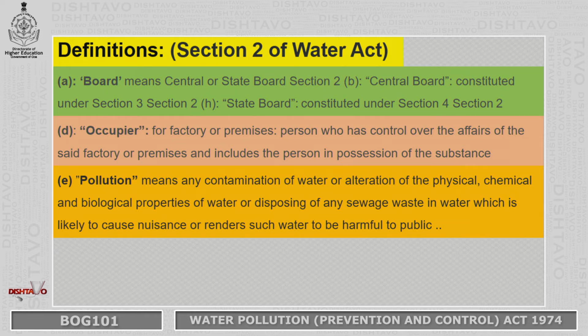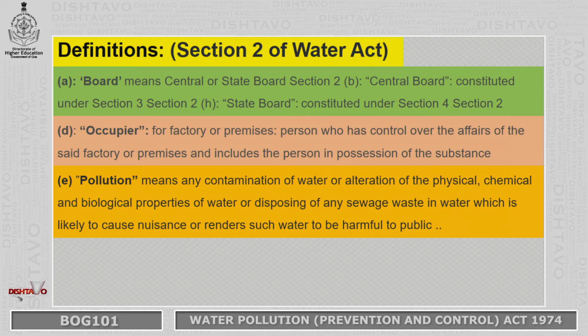Now, these are also constituted under certain sections. Occupier is a person who occupies a factory or a premises or takes control over the affairs of the said factory or the premises, and also those people who are in possession of certain substances, they are also occupiers.